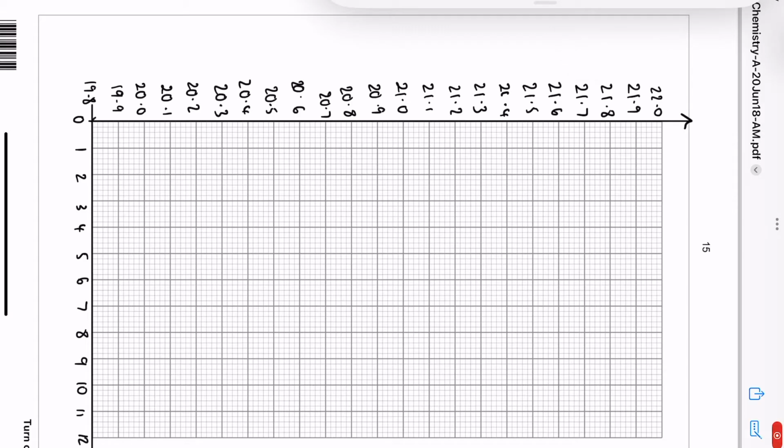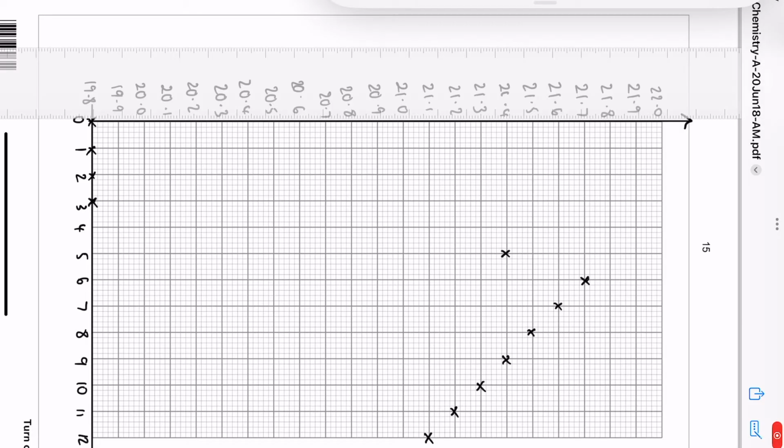So for the first 3 minutes, it was just exactly at 19.8, and so that line is going to get extrapolated along the bottom of the axes. Then at the 5th minute, we've got 21.4. Then 21.7. Then 21.6, 21.5, 21.4, 21.3. So a very steady rate of cooling here.